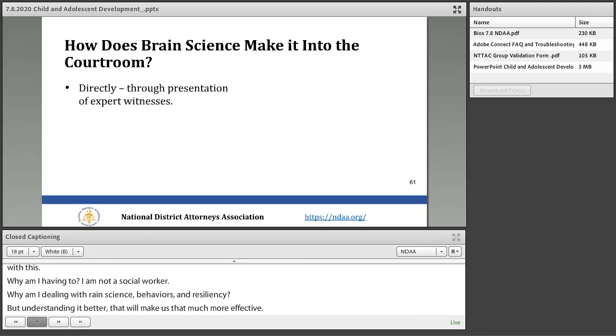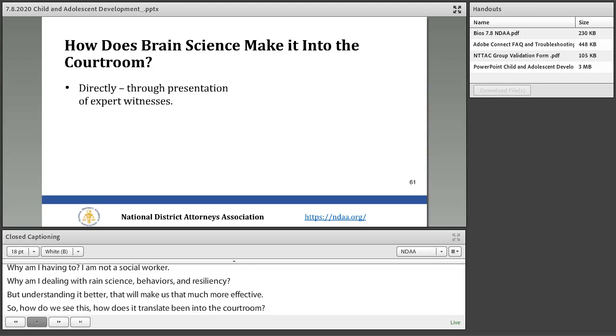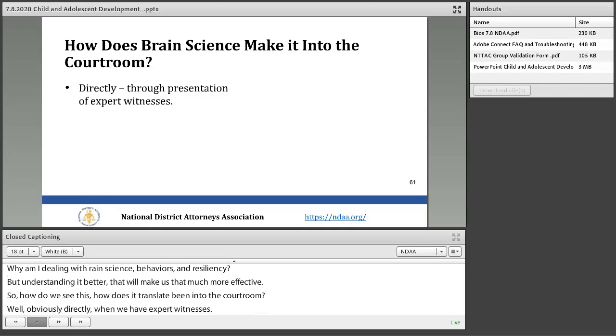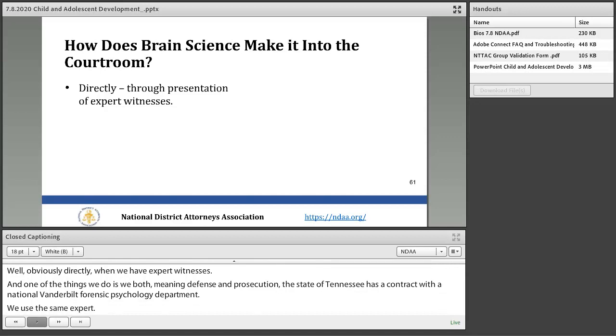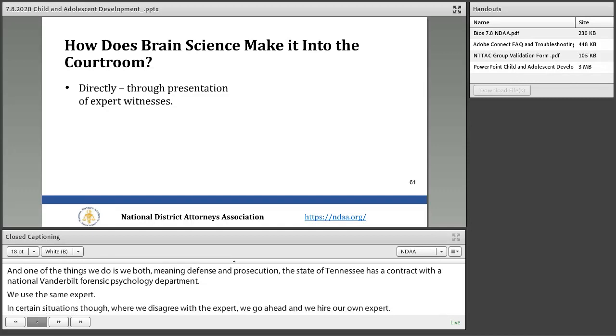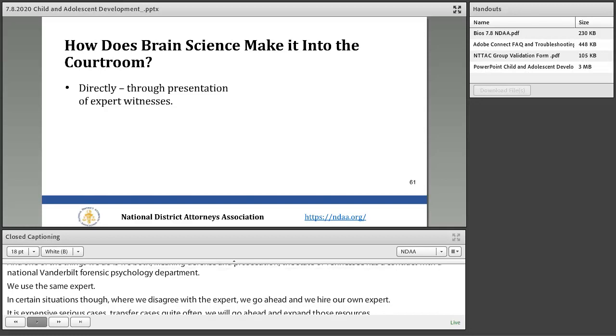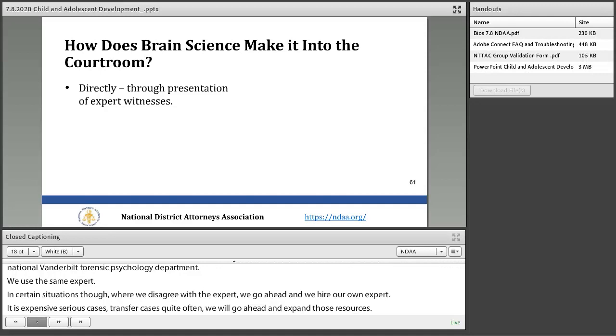So how do we see this? How does this translate then into the courtroom? Well, obviously directly when we have expert witnesses. And one of the things that we do is we both, meaning defense and prosecution, the state of Tennessee has a contract with, in Nashville, the Vanderbilt Forensic Psychology Department. And so we use the same expert. In certain situations, though, where we disagree with that expert, we do go ahead and hire our own expert. So it's expensive, but in serious cases, on transfer cases, quite often we will go ahead and expend those resources. They don't necessarily come through with a totally different response, but they may come through with some other issues that we're able to bring up.